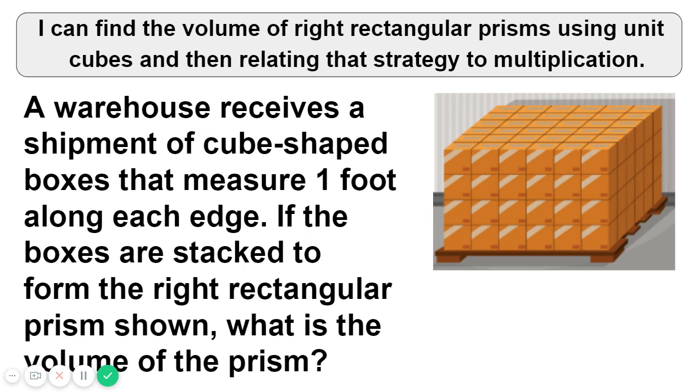Both the boxes are stacked to form a right rectangular prism, as shown. What is the volume of the prism? So we have our dimensions, 6 by 6 by 4, and when we multiply that, we end up with 144 cubic feet, or 144 feet cubed.